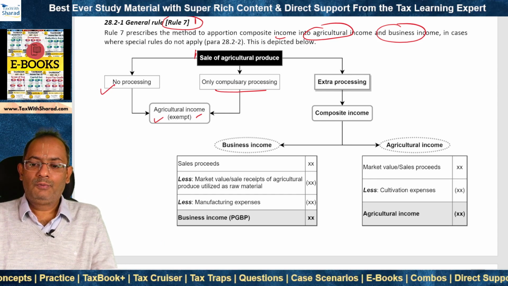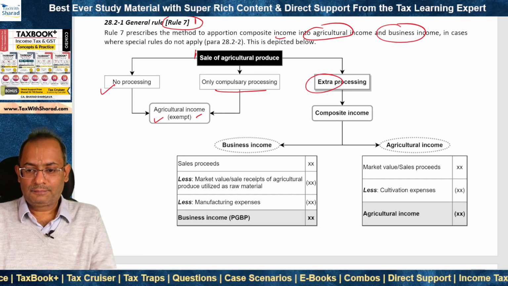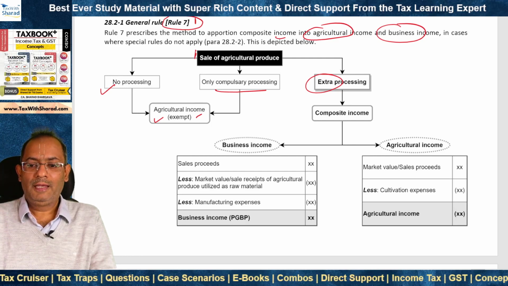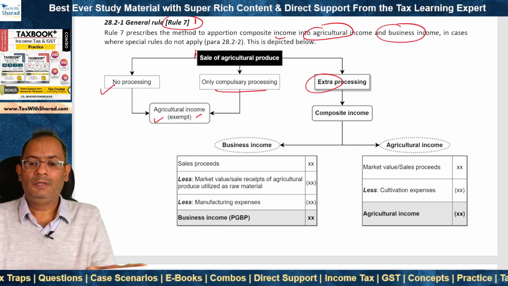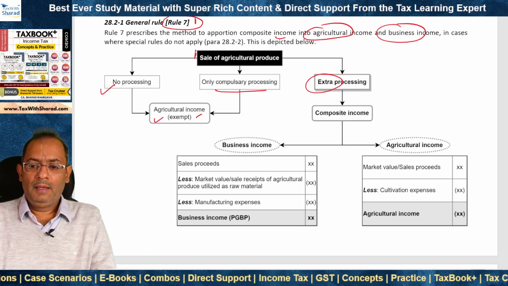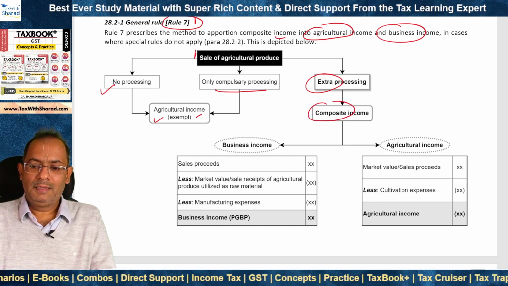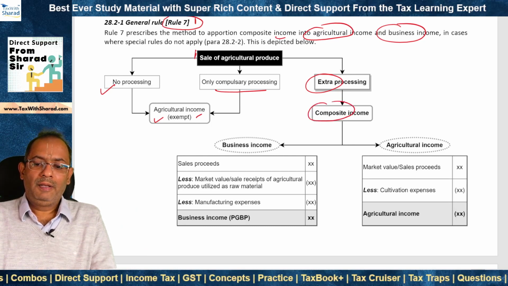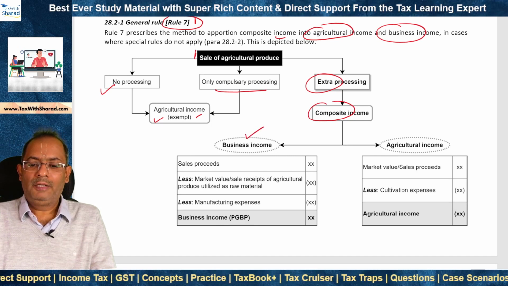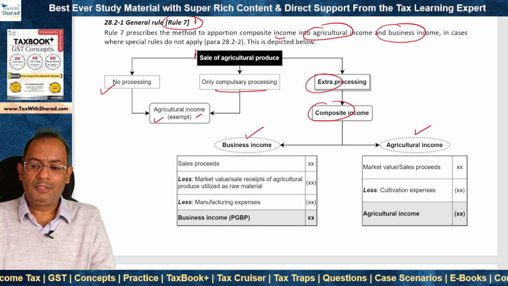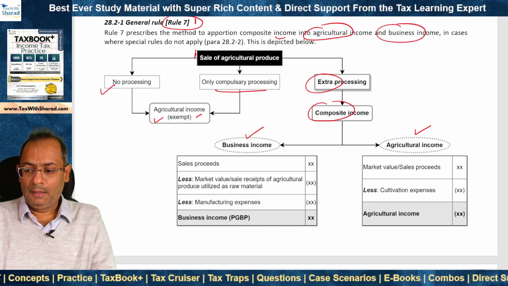But problem arises when an extra processing has been done. When an extra processing has been done, for example, sugarcane is converted into sugar, in that case, composite income arises, and then it needs to be split, and we need to determine the amount of taxable business income and exempt agricultural income. And how do we do that?